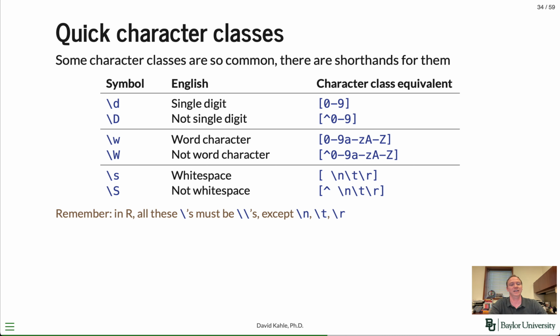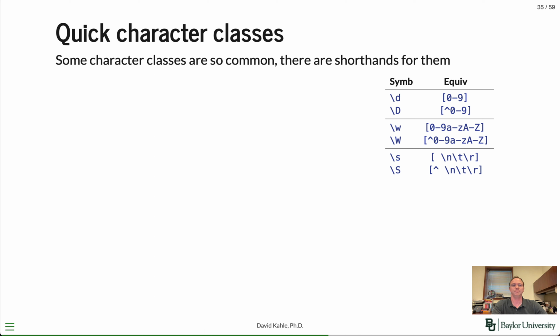So \s is going to match any white space, okay? Now, remember, in R, when you're putting in backslashes, you have to do the double thing, right? So instead of just \d, it's \\d, right? Instead of \w, it's \\w, okay? That's a very, very common thing. All right, let's see some examples.